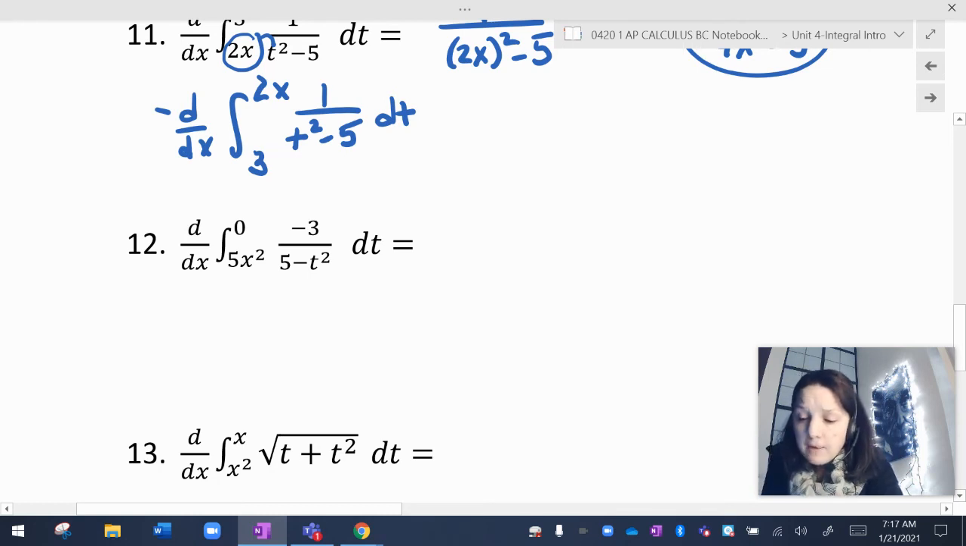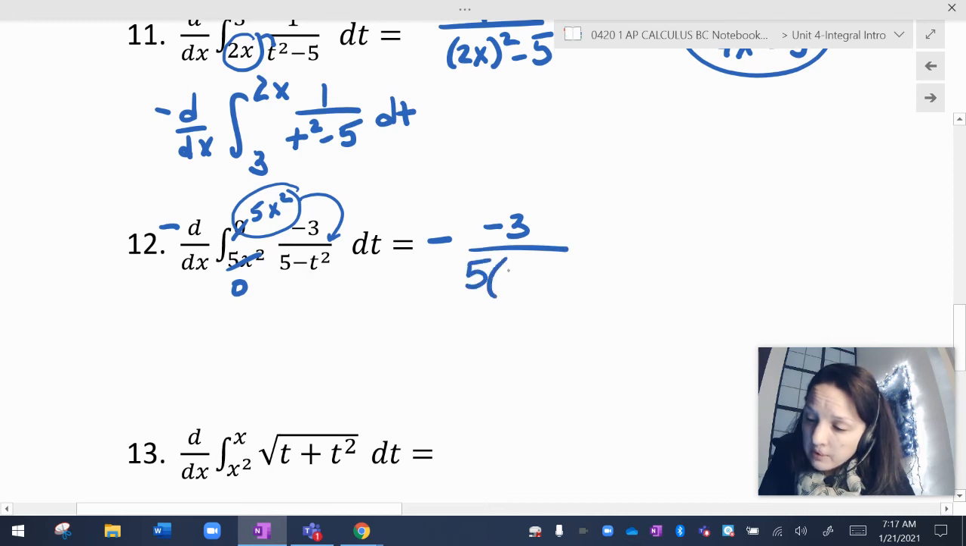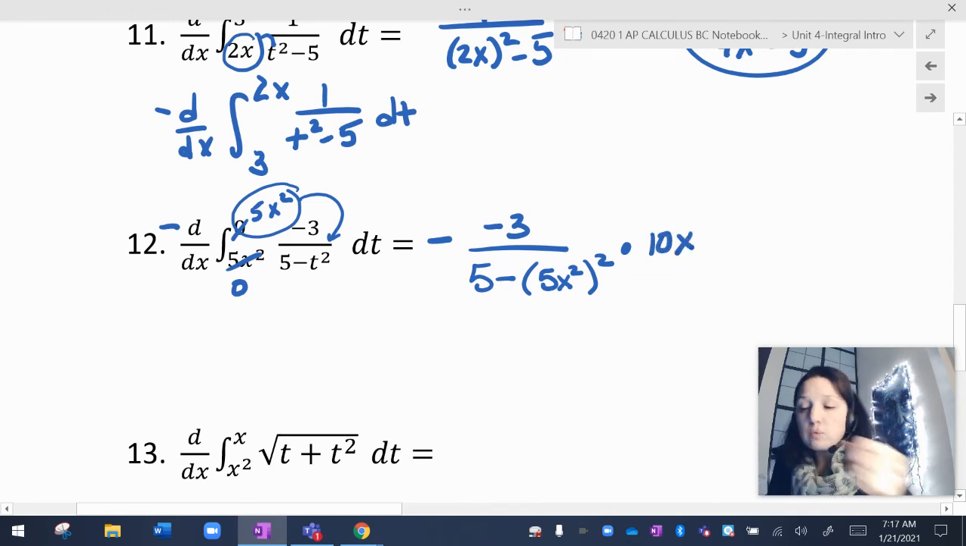So if I have this from 5x squared to 0, it's the same as if I negated it and put the 5x squared here and the 0 down there. So I'm just going to negate my answer, plug 5x squared in for t. So negative 3 over 5, forgot my minus, 5 minus 5x squared squared times the derivative of 5x squared, which is 10x.